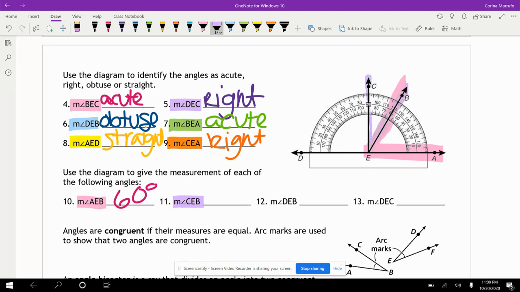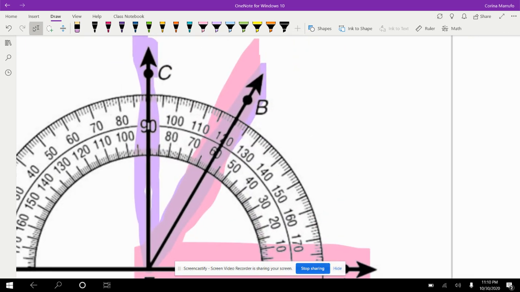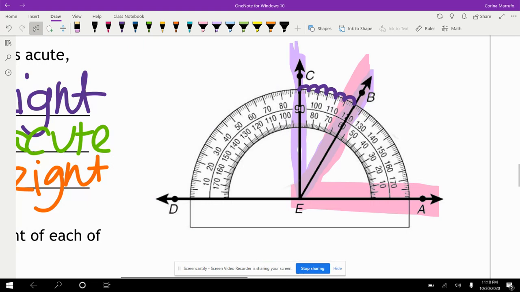This one doesn't start at 0. So unfortunately, we can't just look at the numbers this time. But what we can do is count the spaces. I'm going to zoom in so we can see it. This is 90. From here to here, it doesn't tell us what it is, but it's 5 little tally marks. And this would be 5, 10, because from 90 to 100 is 10. So 5, 10, 15, 20, 25, 30. That's going to be a total of 30 degrees.